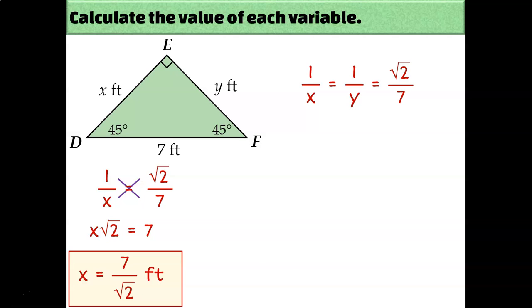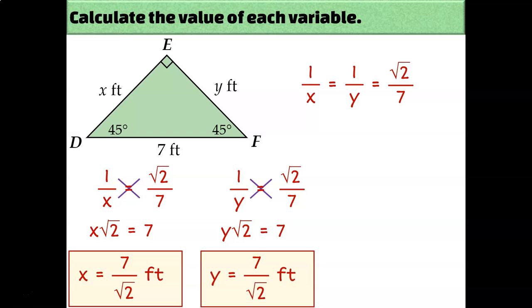And you could show all that work again to figure out the length of y, but you really don't need to, right? Because since this is an isosceles triangle, these two side lengths must be the same, and therefore y must be 7 over the square root of 2 as well.